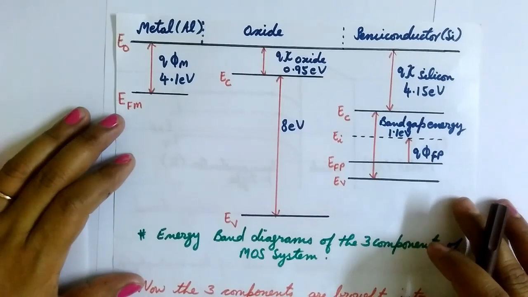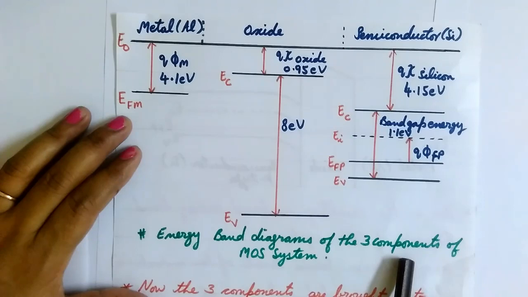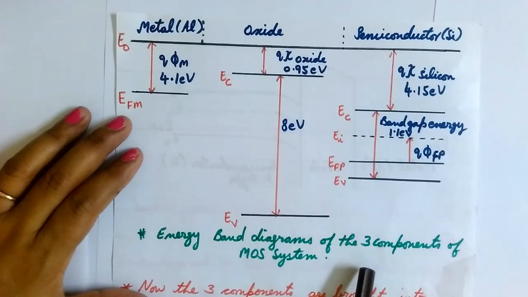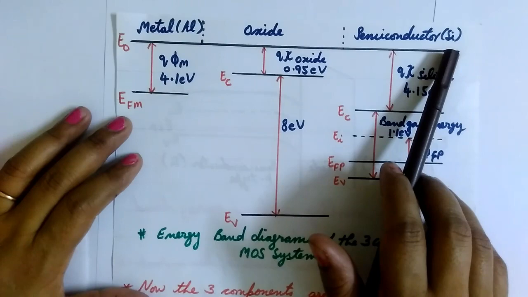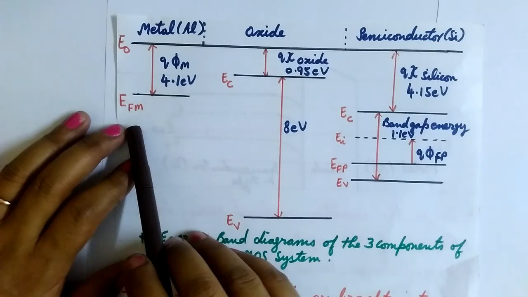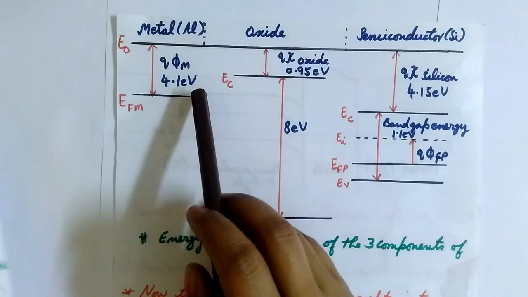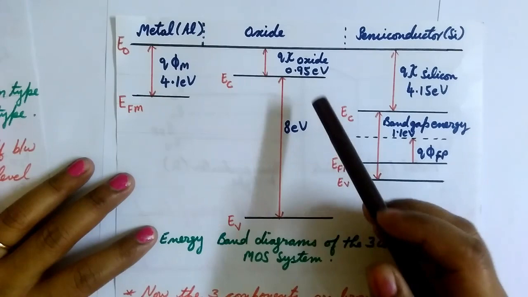This energy band diagram is showing the three components of the MOS system as three individual components. As we can see here, this is the metal gate, in between is the oxide layer, and at the bottom is the semiconductor, p-type in this case. The metal work function is 4.1 electron volt, and for the oxide the band gap is 8 electron volt plus this electron affinity of 0.95 electron volt, and this we have already discussed in detail.